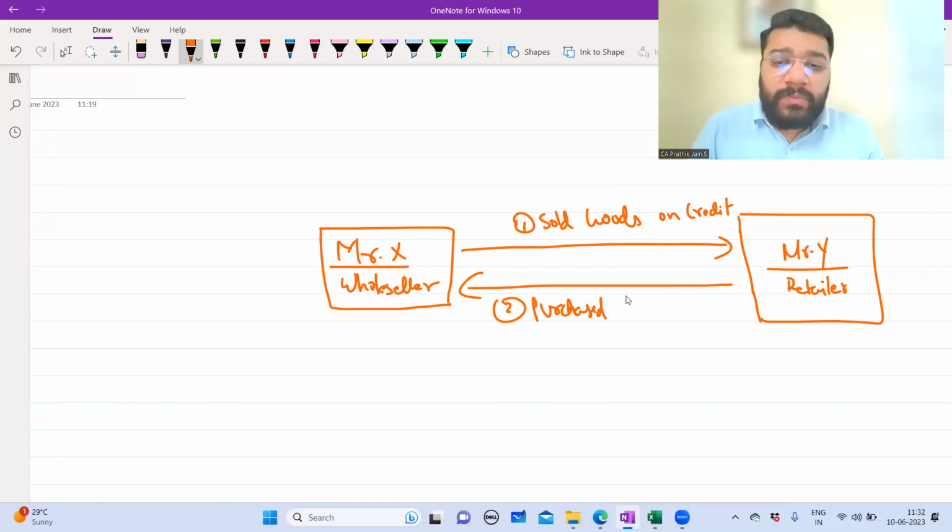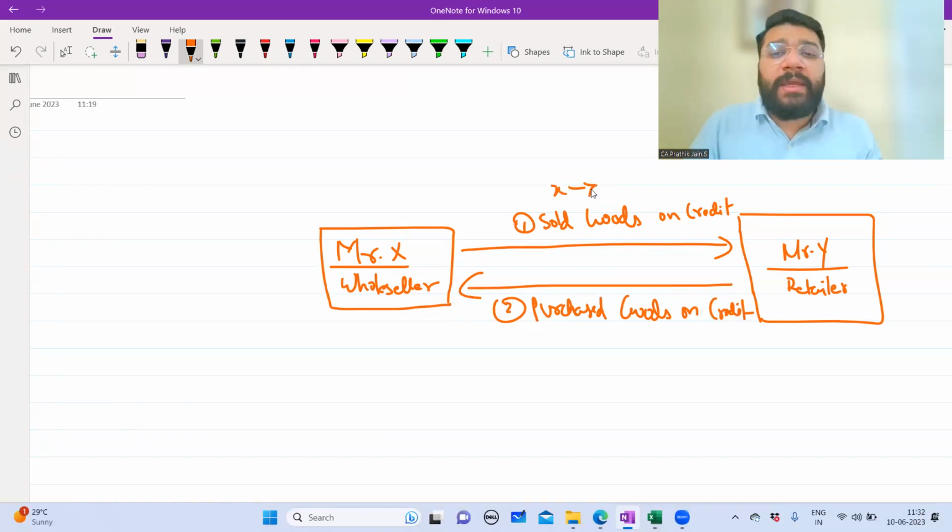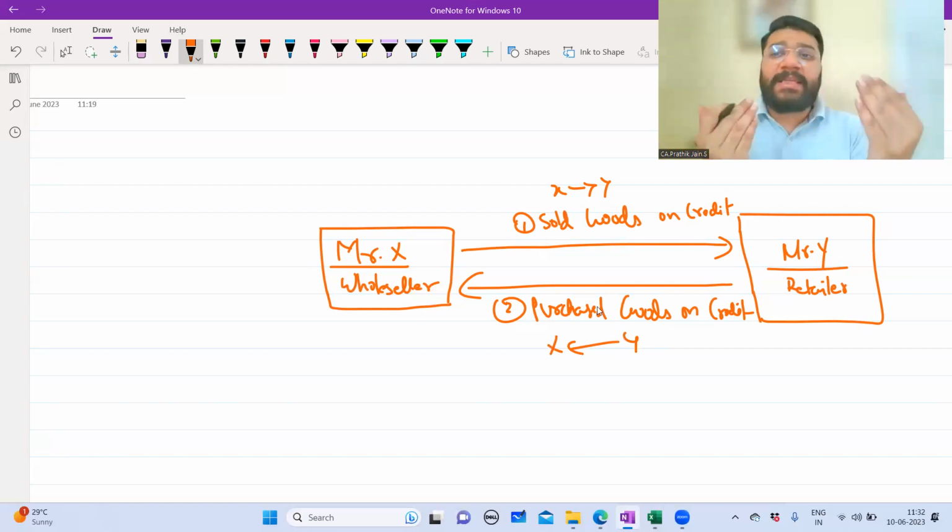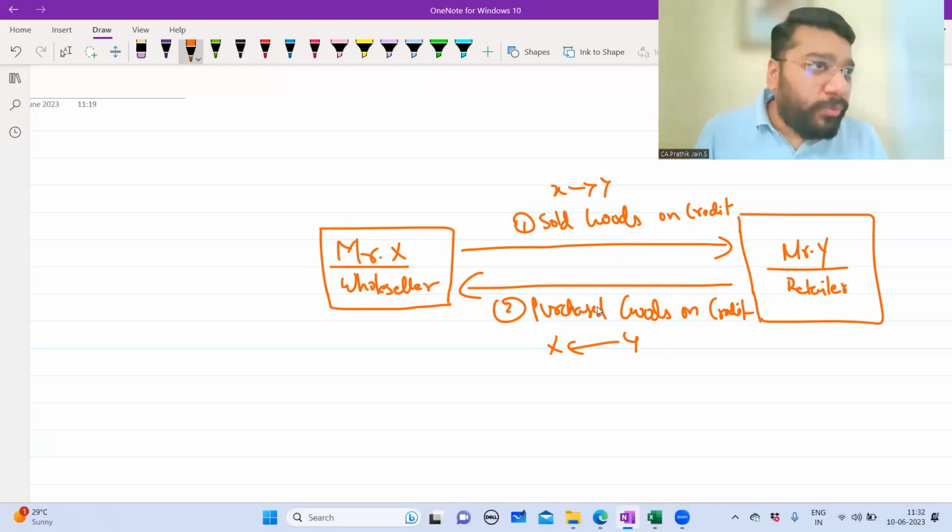Purchased goods on credit. So here X is selling something to Y, some product. And X is buying some other product from Y. So between X and Y, there is a purchase and sale transaction happening back and forth.